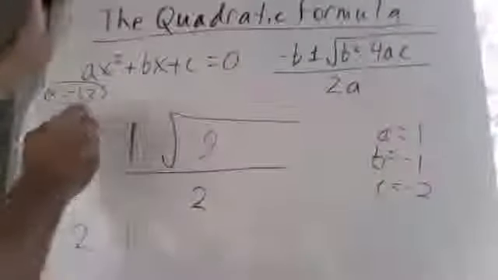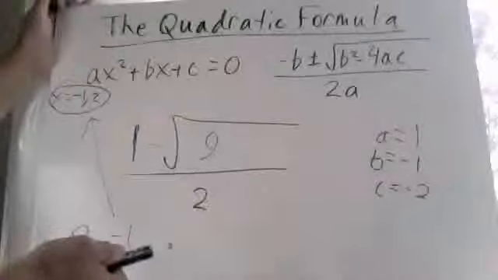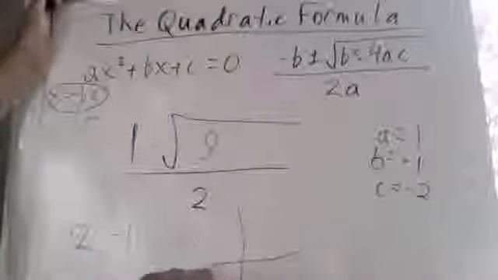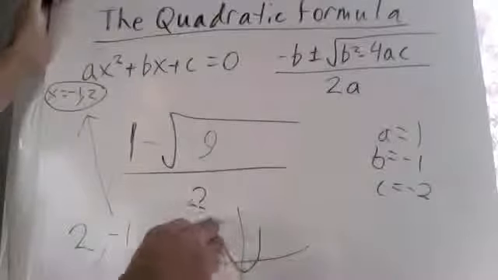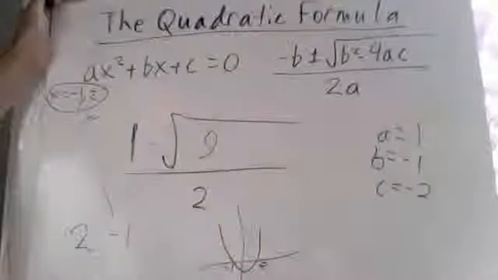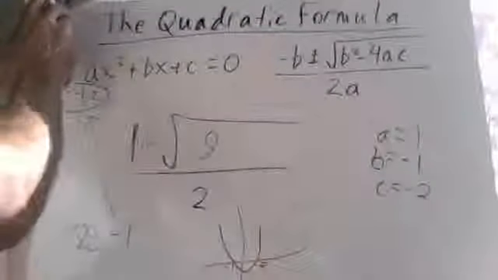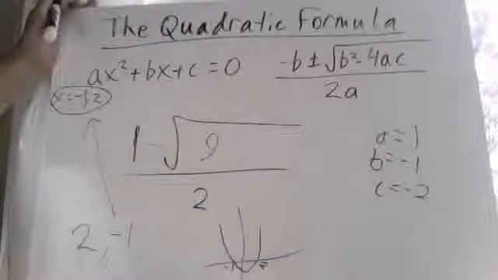And do you see how it matches up with what we found with the zero product property? It also matches up with what we found when we graphed it. It went through something like that at 2 and negative 1 here. Okay? So that's all there is to the quadratic formula.